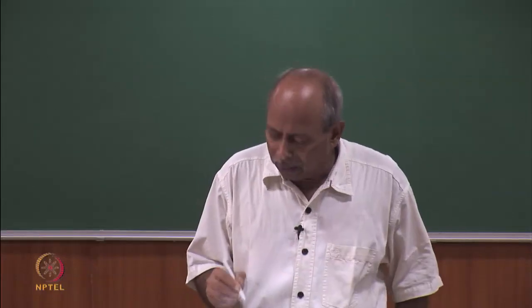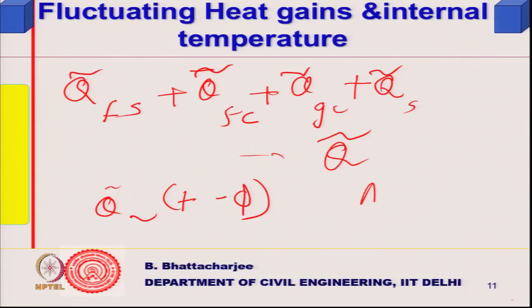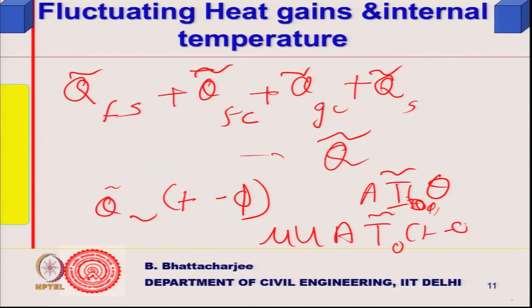What about the radiation part of it? Radiation, we said, was A I swing into theta, and this will have no phi here, because solar radiation comes in instantaneously. Similarly, we had mu U A, T O swing, at T minus phi. That is the conduction heat gain. The sum of all these gives me the fluctuating conduction heat gain.